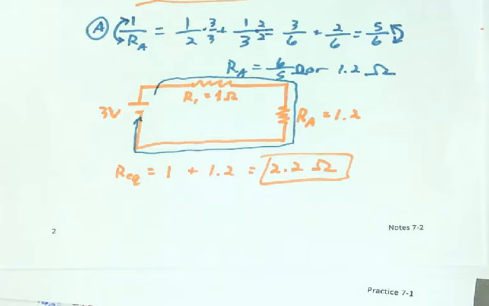So just work on practice 2. And all you have to do for the second part, the part we didn't get to here, is just use V equals IR. So V is the 3 volts, R is 2.2. See you when you come back.